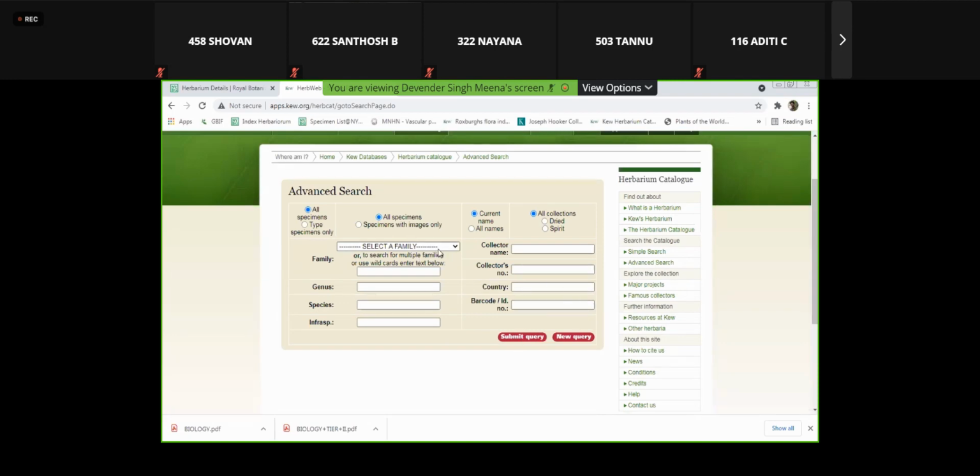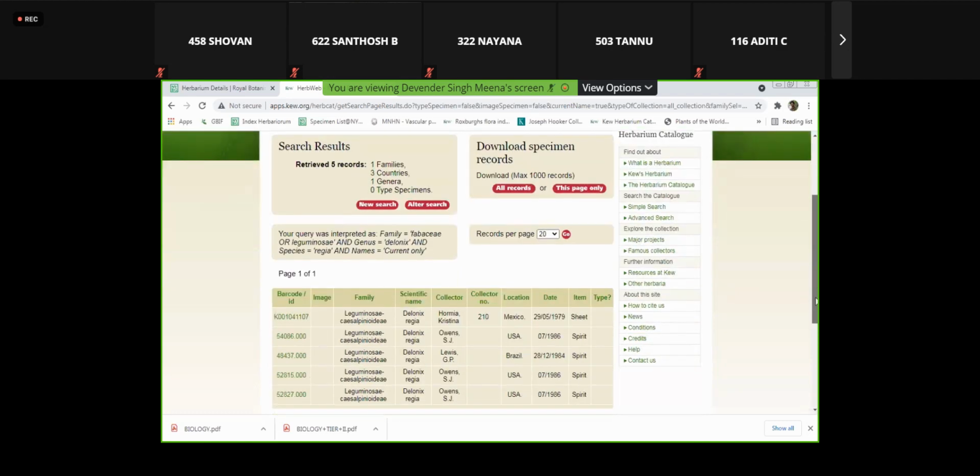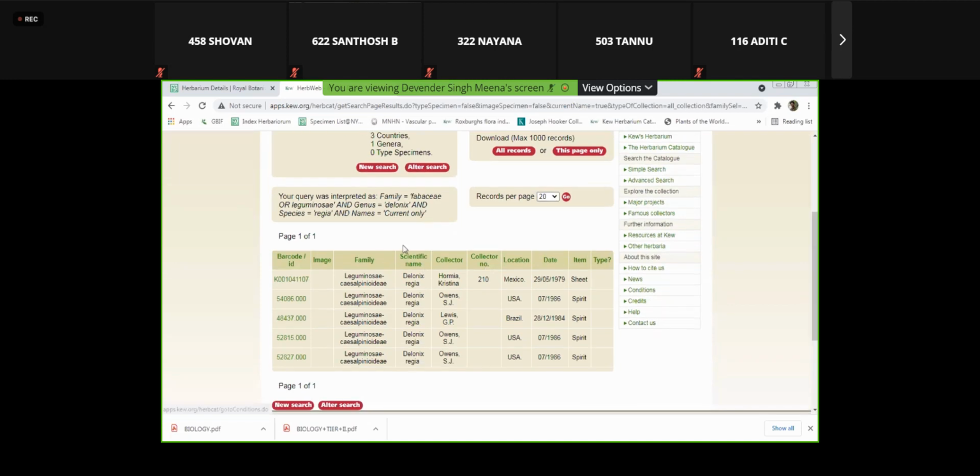Okay. All right. So for example, let's say we are looking for the family Fabaceae and a genus. What genus we should look for? For example, let's take Delonix regia. Let's see if we can get anything. So we have retrieved 5 records, belongs to 1 family in 3 countries, 1 genera, and there is no type specimens, but we have this much of specimens, okay, from different countries.